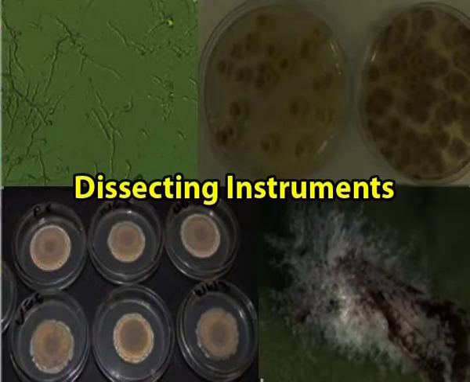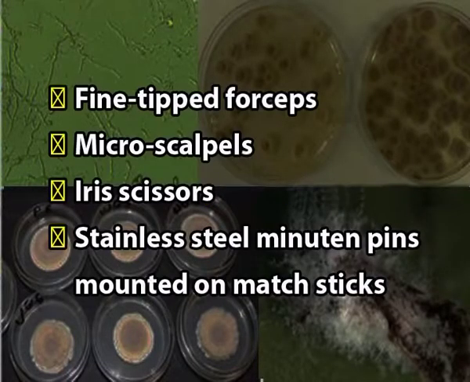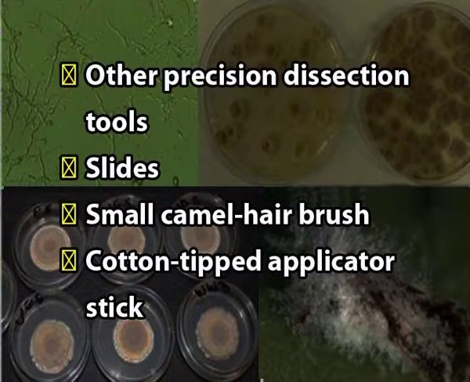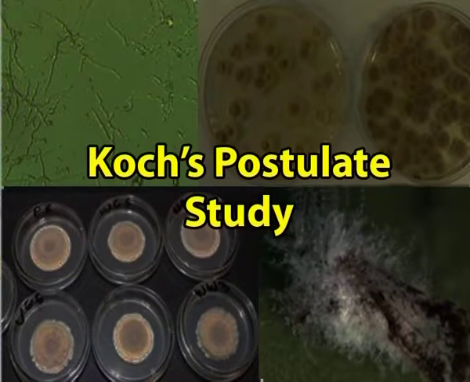Dissecting instruments: fine tipped forceps, microscalpels, iris scissors, stainless steel minuten pins mounted on matchsticks, other precision dissection tools, slides, small camel hair brush, cotton tipped applicator stick, etc.